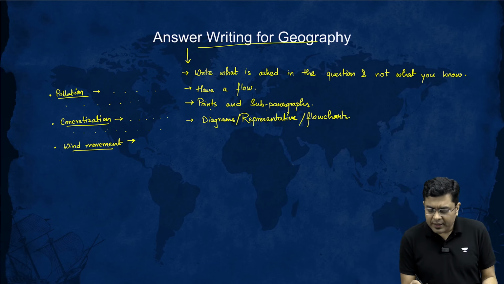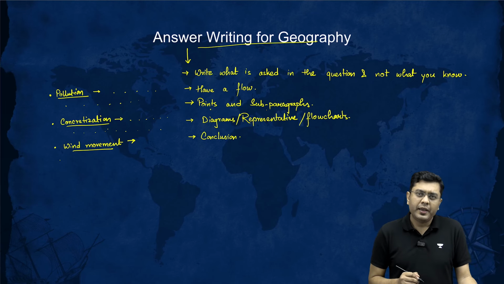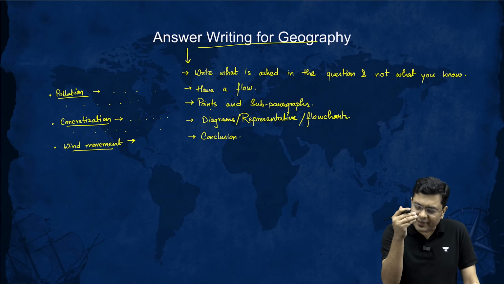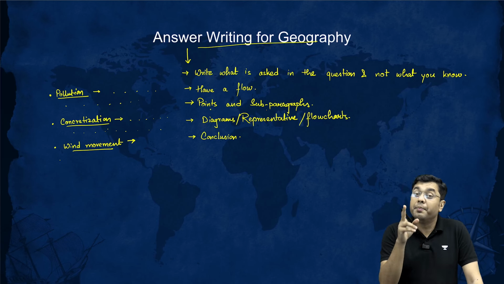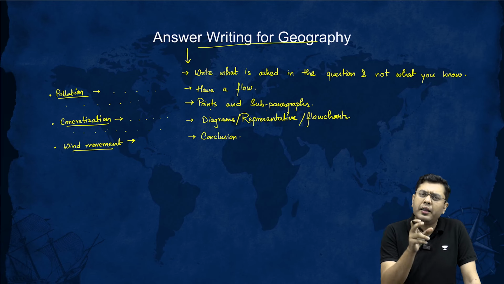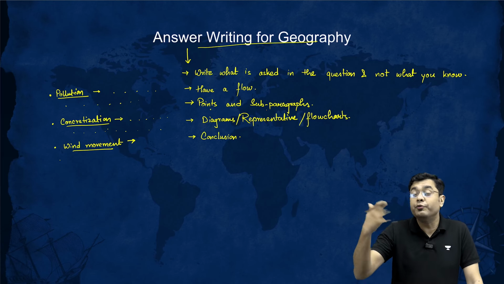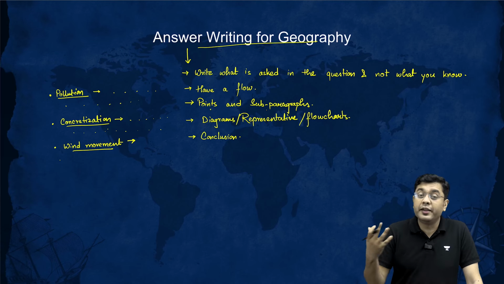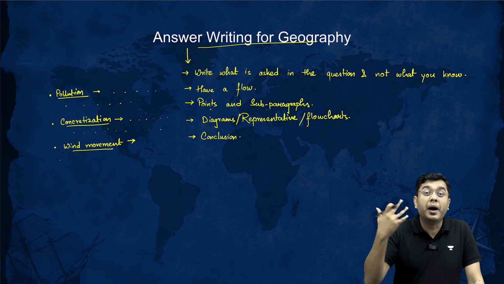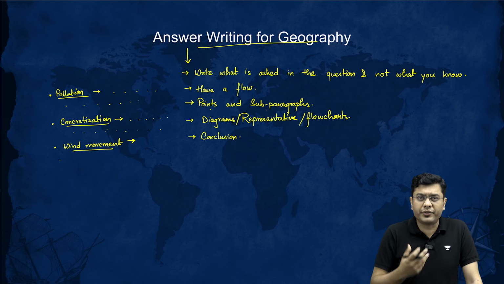And after that, the conclusion. Conclusion has to be brief. Conclusion has to be the summarization, not repetition, but summarization of what you have written. And if there is a problem-based question, for example, India is facing water scarcity, India is facing a lot of energy demand, or let's suppose there is an issue regarding urban floods.